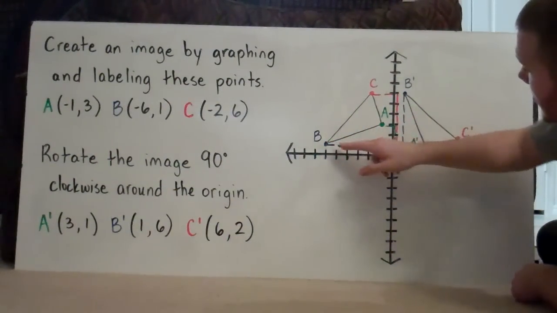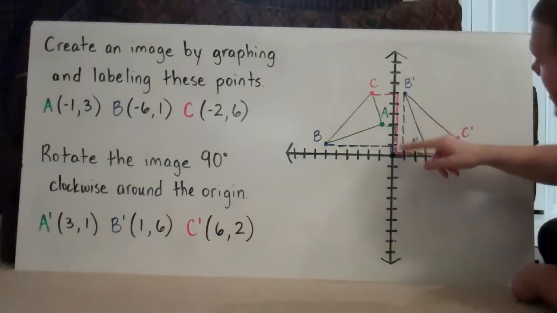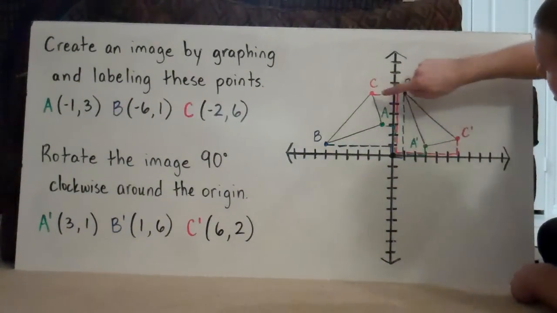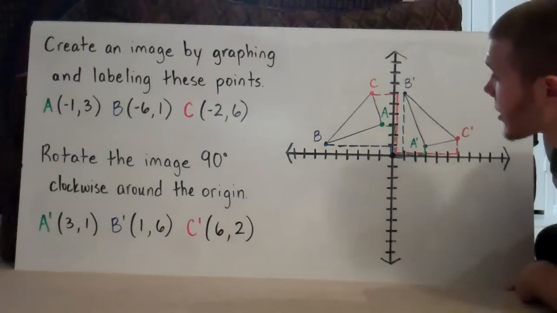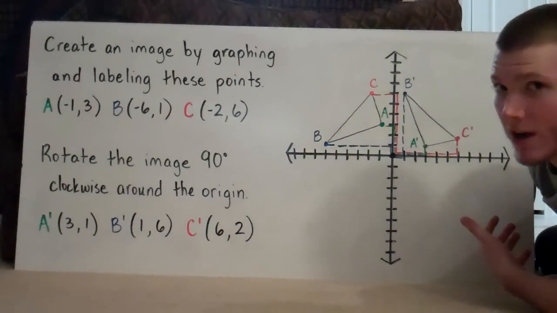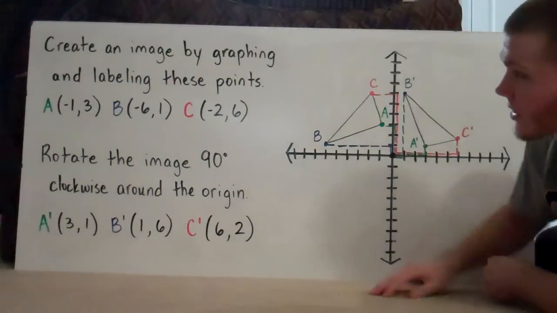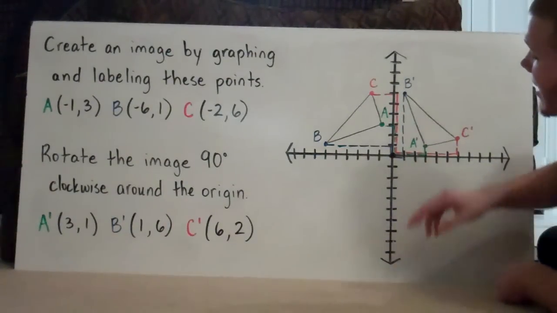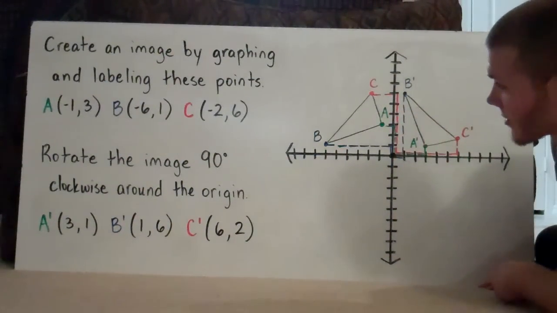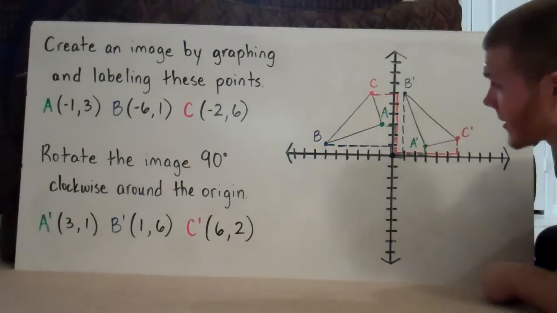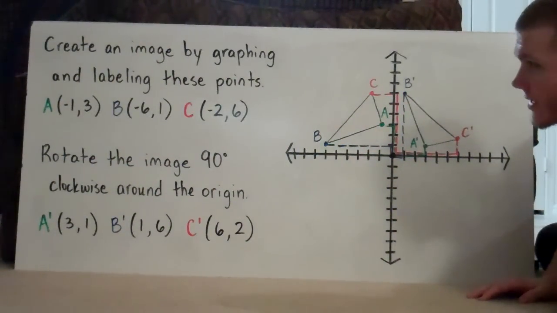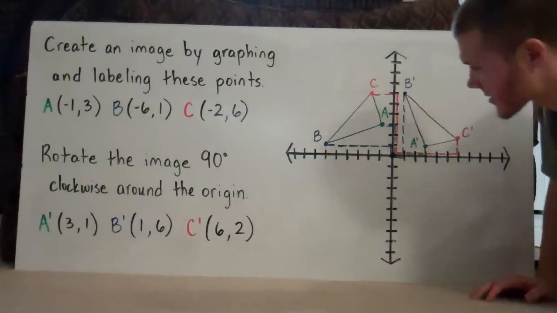Same with B and B prime. If we draw a line from B here and B prime, we're going to create a 90-degree angle. C and C prime, here to there, we're going to create a 90-degree angle. But because we're not using protractors, I'm not going to let you use protractors for this. I'm not going to teach you that method. I want you to be able to count the coordinates. So make sure you get that down in your notes. Next.